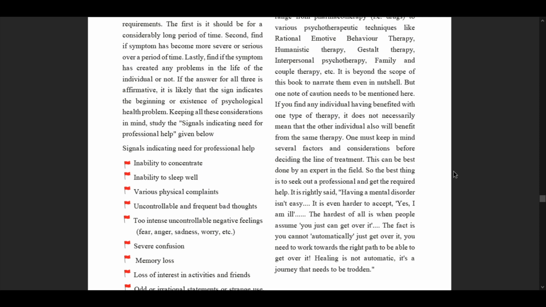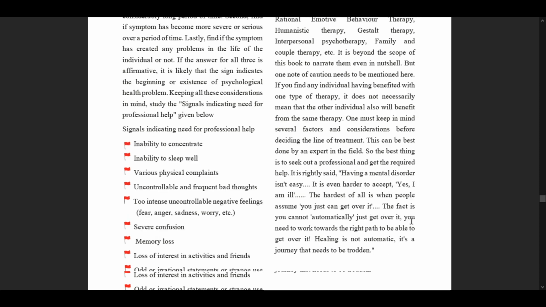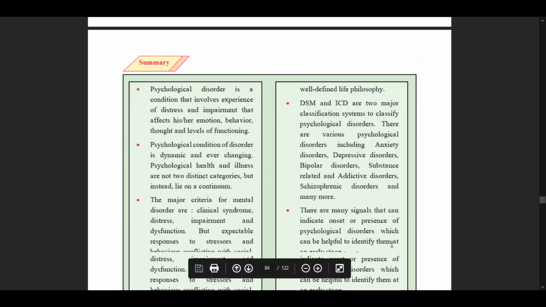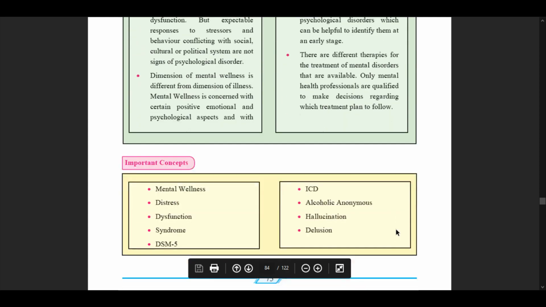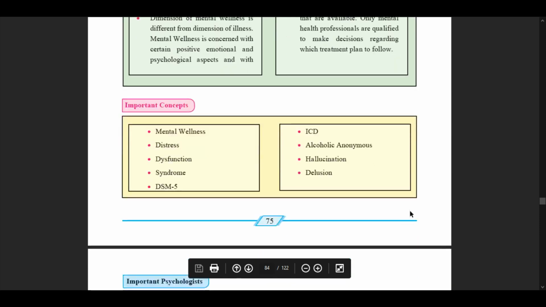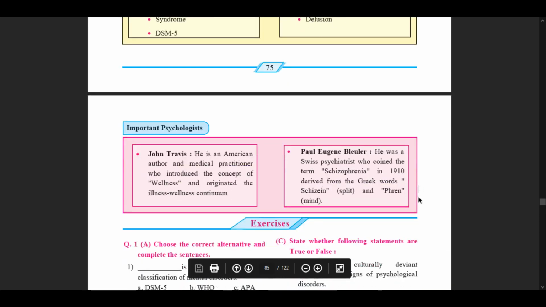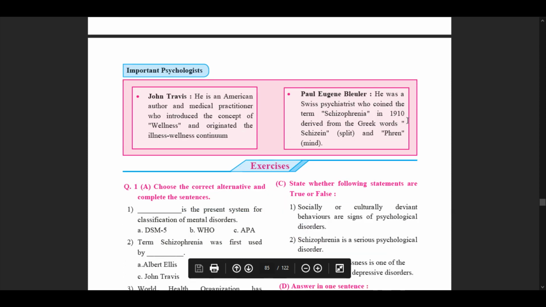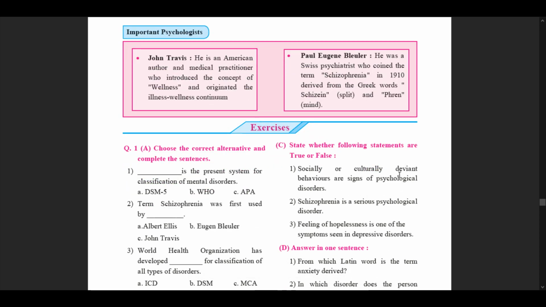So this was our chapter 6, and further in our book we have the summary of our chapter that will give us a broader overview of what we have learned in this chapter and the important concepts which are most susceptible to be asked in your examination, and the names of the important psychologists that have had the most contribution in the psychological disorders mentioned in our textbook. And then we have the exercise.